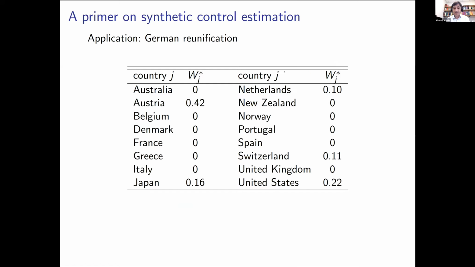And if you are wondering what is this synthetic control for this problem, perhaps not very surprisingly, Austria carries a large weight. Also Japan, the Netherlands, Switzerland, and the United States carry positive weights, and the rest of the countries have 0 weights. Okay, so as you can see, this synthetic control is sparse. This is something that is typical of synthetic controls, and we will see why later, and which makes the interpretation of synthetic controls particularly easy.